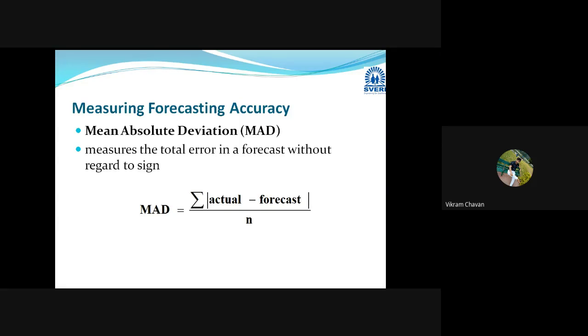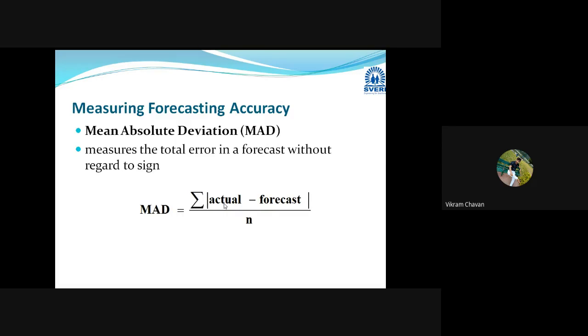It records the error without considering its sign. Here we are considering the mod, the summation of mod. If a particular error has a negative sign, we are still taking it as a positive one, so we are not considering the sign of the error. We have to formulate the total error by considering the mod of that particular error.